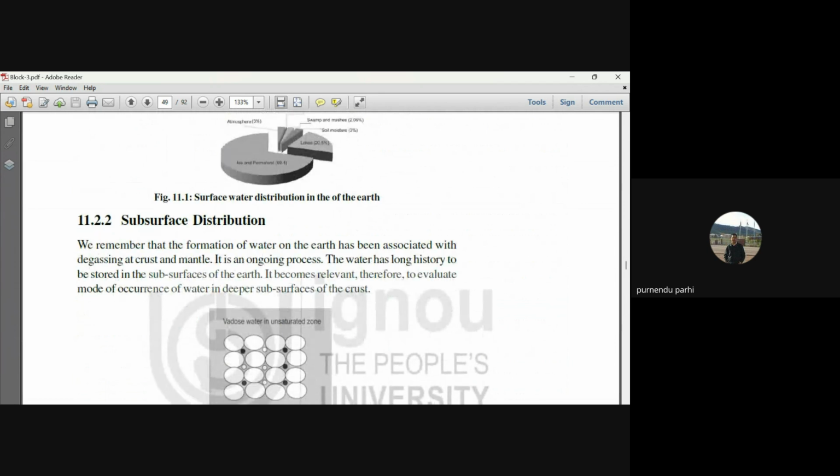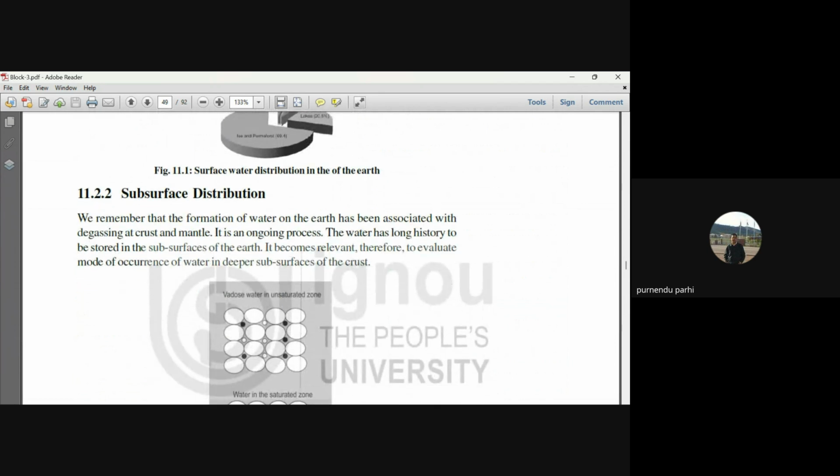We remember that formation of water on the earth has been associated with the degassing of the crust and the mantle. It is an ongoing process. The water has a long history of being stored in the subsurface of the earth. It becomes relevant, therefore, to evaluate the mode of occurrence of water in the deeper subsurface crust.